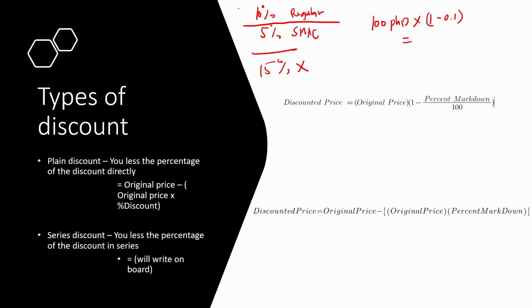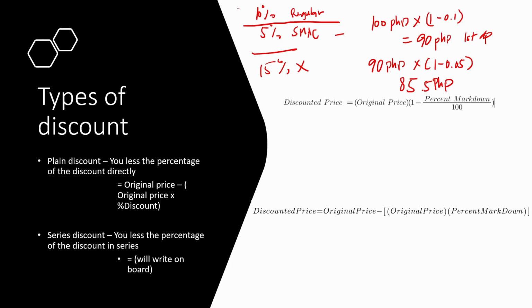So like for example, let's get 10% first. 100 times 0.9. So you're going to get 90 pesos. This is the first discounted price. Next, you're going to discount it again using the second discount. So 90 PHP multiplied by 1 minus 0.05. So the answer is 85.5 pesos. So you're basically running plain discounts twice.